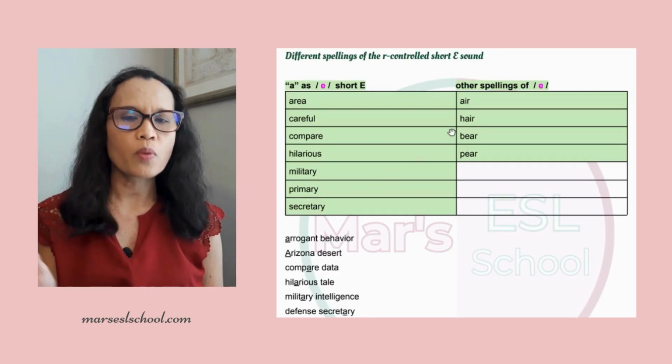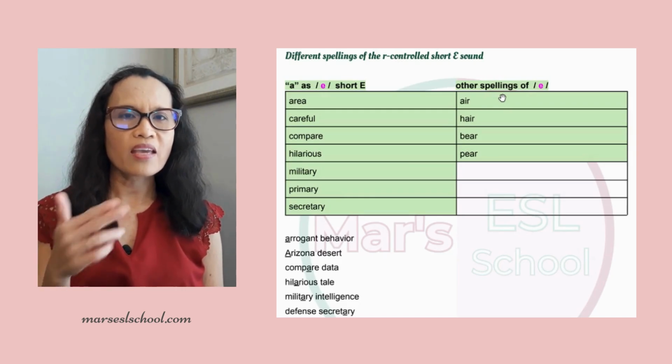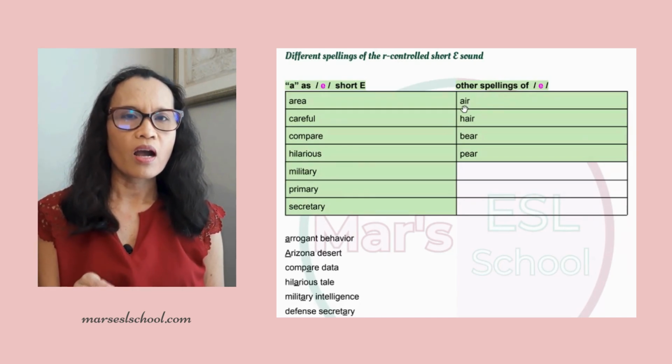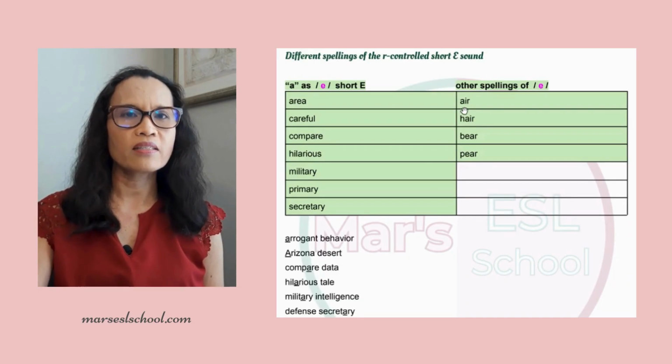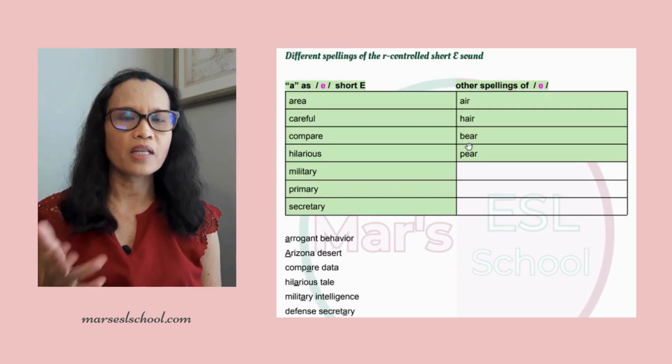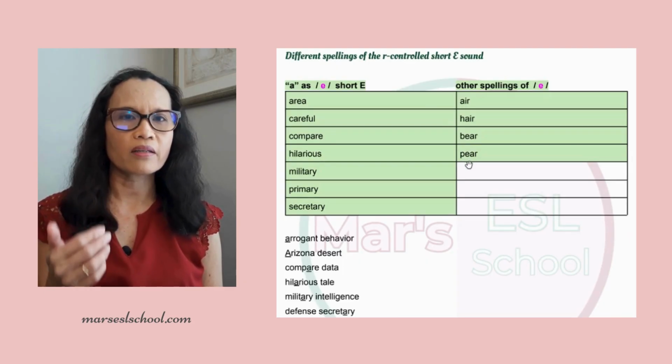Another common spelling of the R-controlled short E sound is with AI plus R. Our examples are air, and hair. It can also be spelled with another vowel combination, EA, like in bear, and pear.